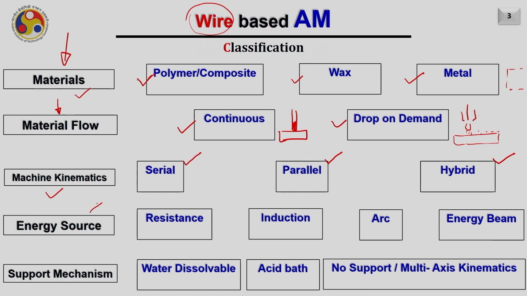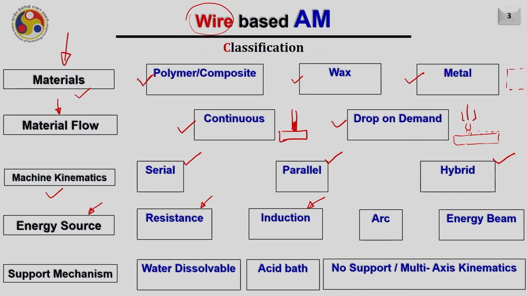What is the energy source required to melt the wire? If you are using a material like polymer, composite, wax or any low melting point wire, then of course resistance heating can help us. If we are using metal wires, those respond to induction heating, where induction heating can be used to melt the wire or to transfer the heat to the wire.